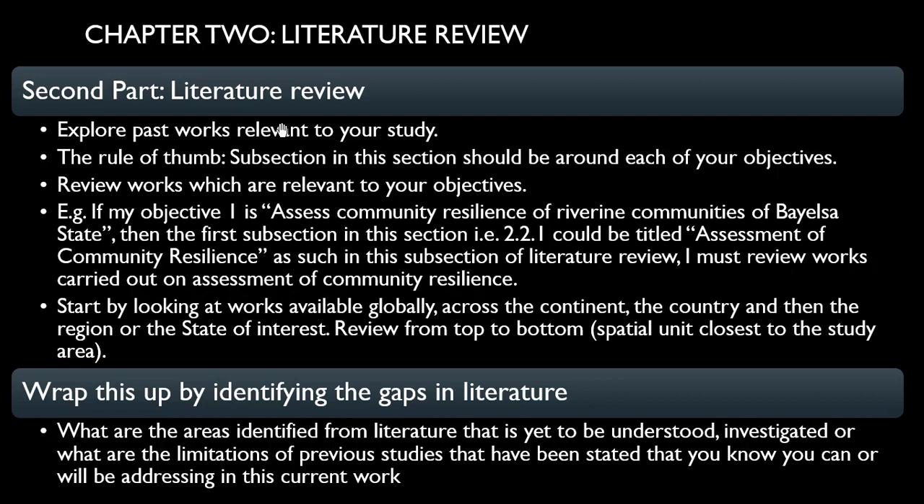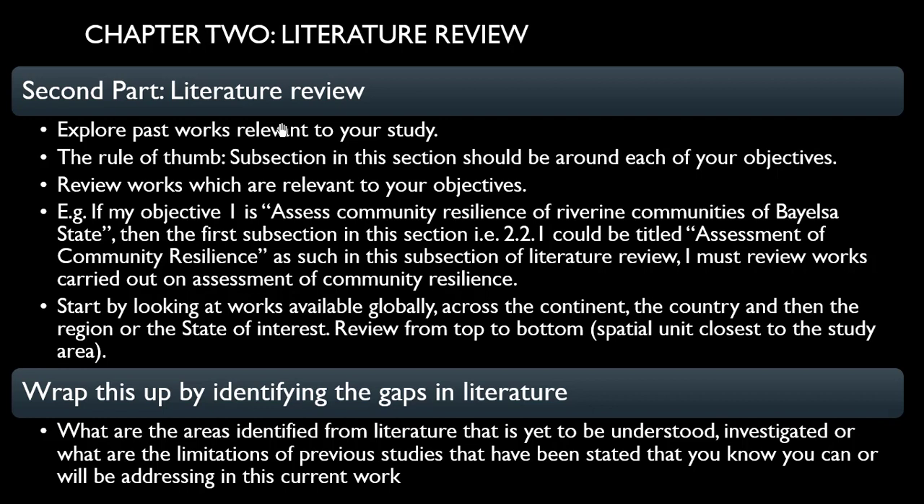So if one of my objectives is to assess community resilience of riverine community in Bayelsa State, then the first subsection under my literature review, which is going to be 2.2.1, is going to be assessment of community resilience. So which means I'm going to dive into literature and look at what other people have done about community resilience and what have they found out, which method have they used. So you must review works that relate to each of your objectives.